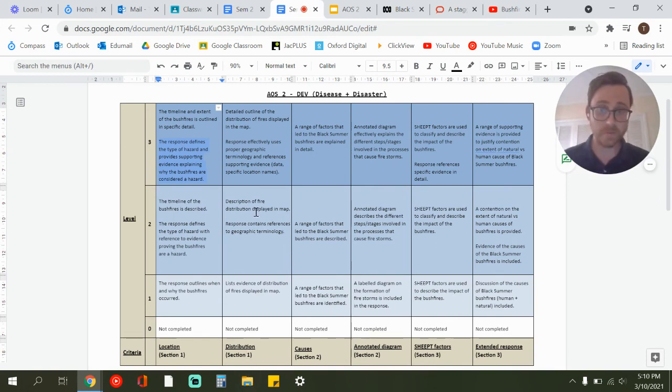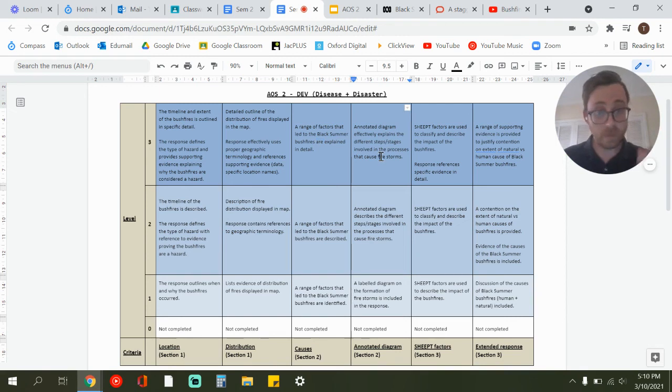Section 1, distribution, that's looking at my map. And I need to provide a detailed outline of where those fires have occurred, so the distribution, and I need to use proper geographic terminology, specific names and numbers, basically. Section 2, looking at the causes. I need to talk about a range of factors, so not just one cause, but multiple causes, and explain them in detail.